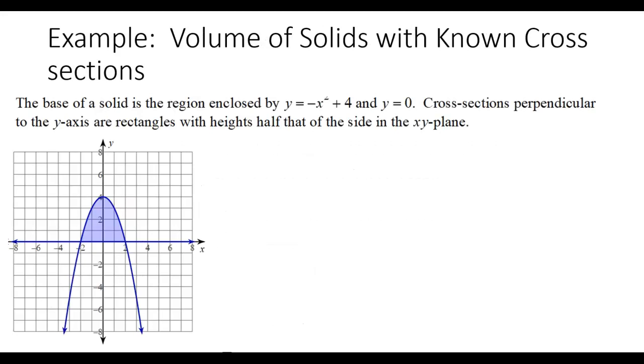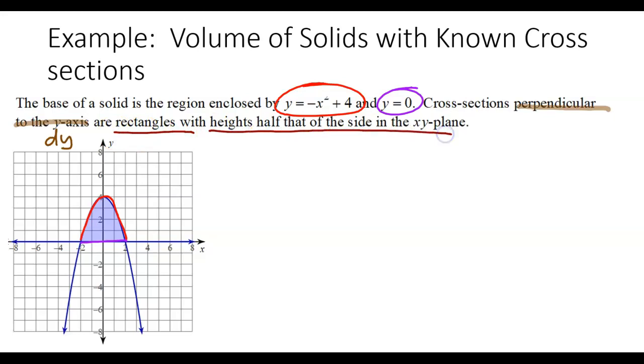Here we go. The base of a solid is the region enclosed by y equals negative x squared plus 4. That's this one. And y equals 0. That's this line. Cross sections perpendicular to the y-axis. Now, if we're perpendicular to the y-axis, that means our integral is going to be with respect to y. So I'm going to highlight that. That's an important thing to notice. And we're dealing with rectangles. That's another important thing to notice. And their heights are half the side in the xy plane.